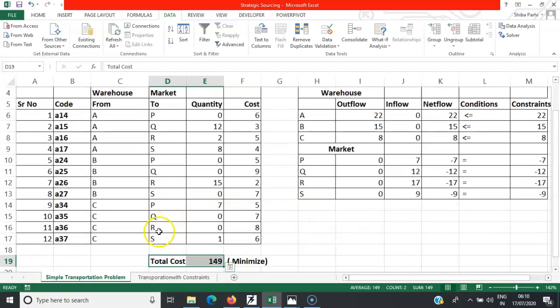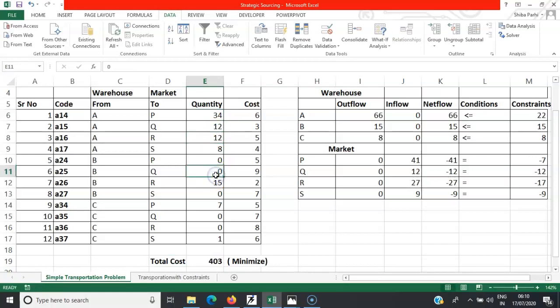If we look into the Excel modeling, we will see these are the different warehouses A, B, C, and the markets P, Q, R, S. For warehouse to market, the quantity in is how much quantity should be supplied. So that is being written here. Initially we can put any quantity, 34, any quantity, since I do not know how much quantity I should supply.